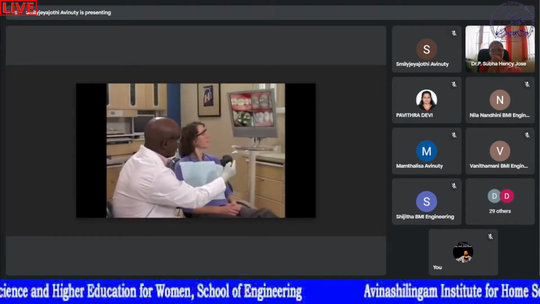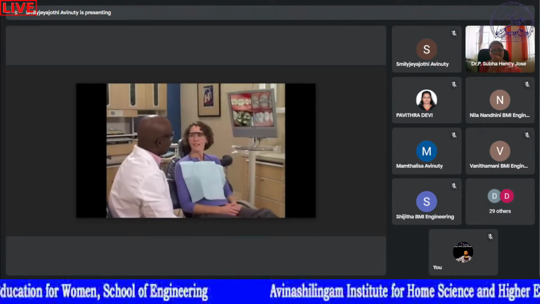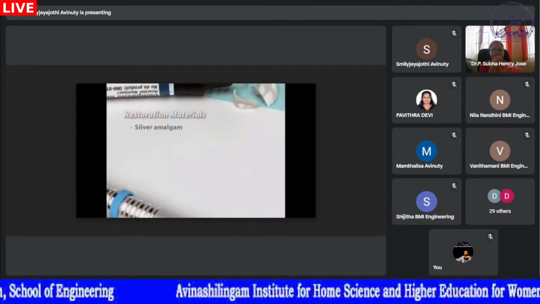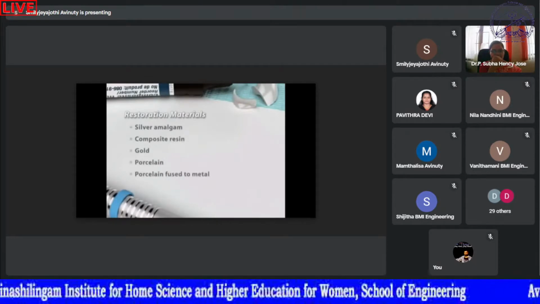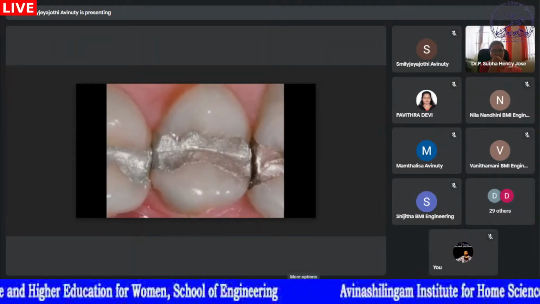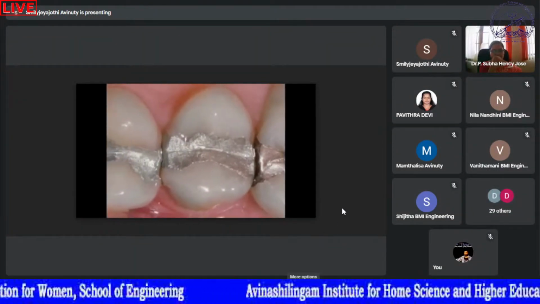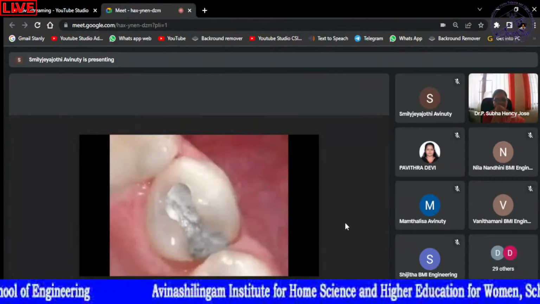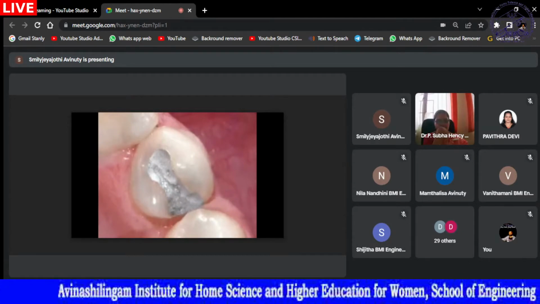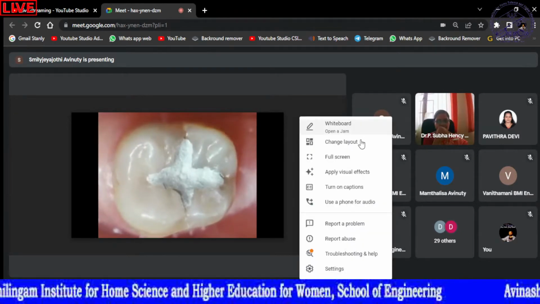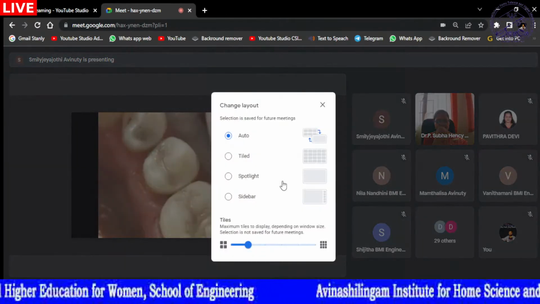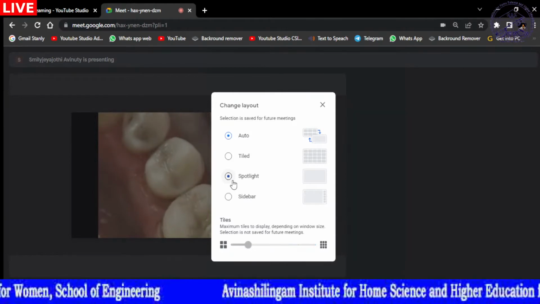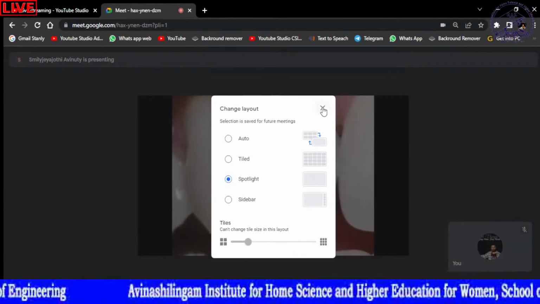When your teeth need restoration, we can choose from several different materials, including silver amalgam, composite resin, gold, porcelain, and porcelain fused to metal. Amalgam is the most common material for fillings. It's an alloy of mercury, silver, copper, tin, and sometimes zinc. It's strong, durable, and quick. However, more tooth structure must be removed to hold an amalgam filling in place, and the metal is not natural looking. Composite resin is a mixture of plastic resin and microscopic particles that is also commonly used for fillings.